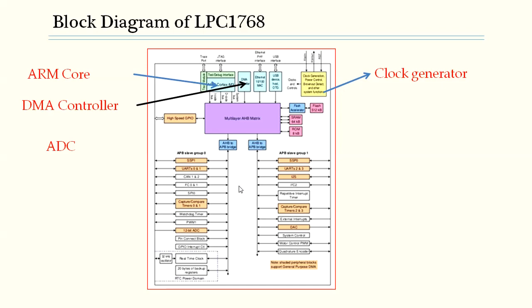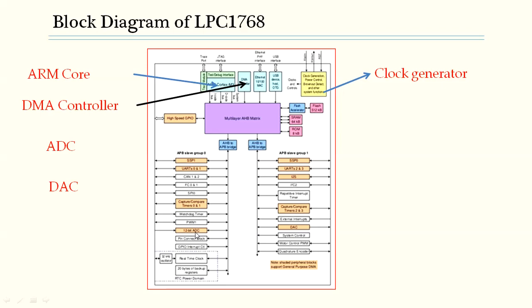The next block we have is the ADC. ADC stands for analog to digital converter. It's a 12-bit ADC which internally uses the successive approximation technique, with 8 channels and support for DMA. The next is the D2A converter. All these can be seen over here. This is the DAC, and here is the ADC.